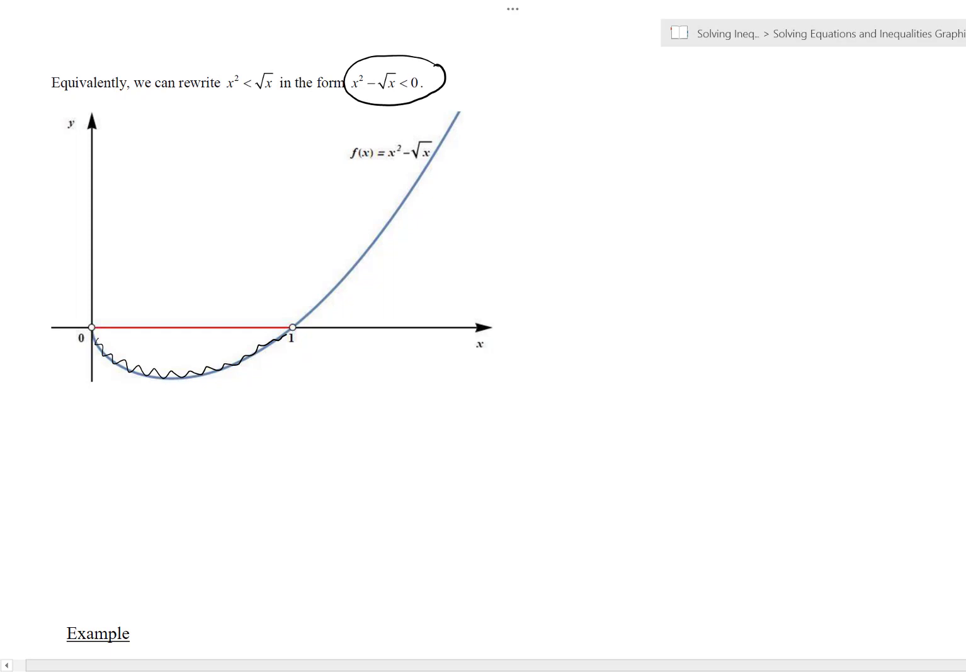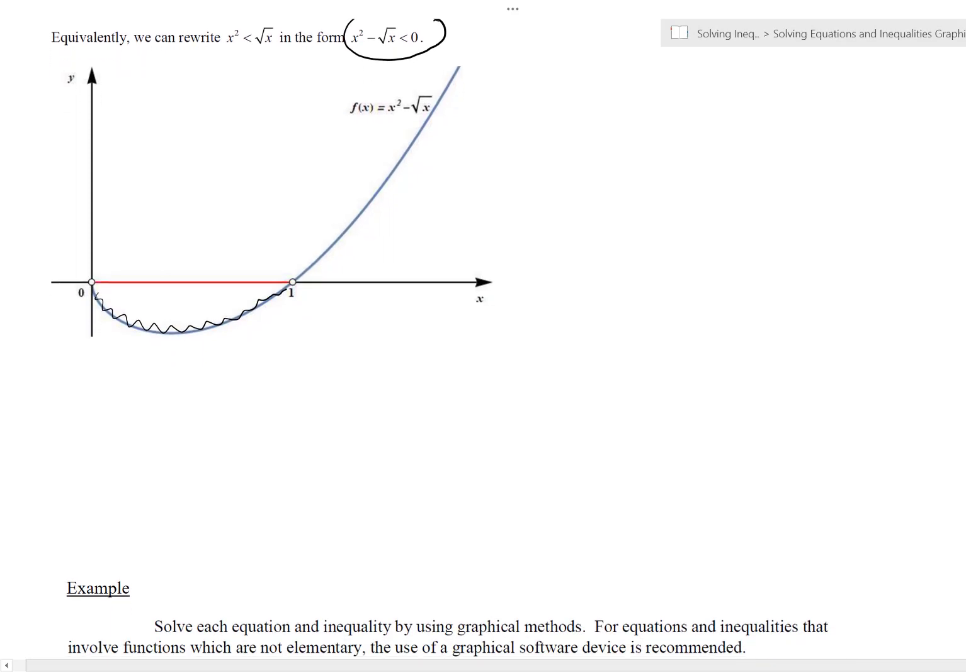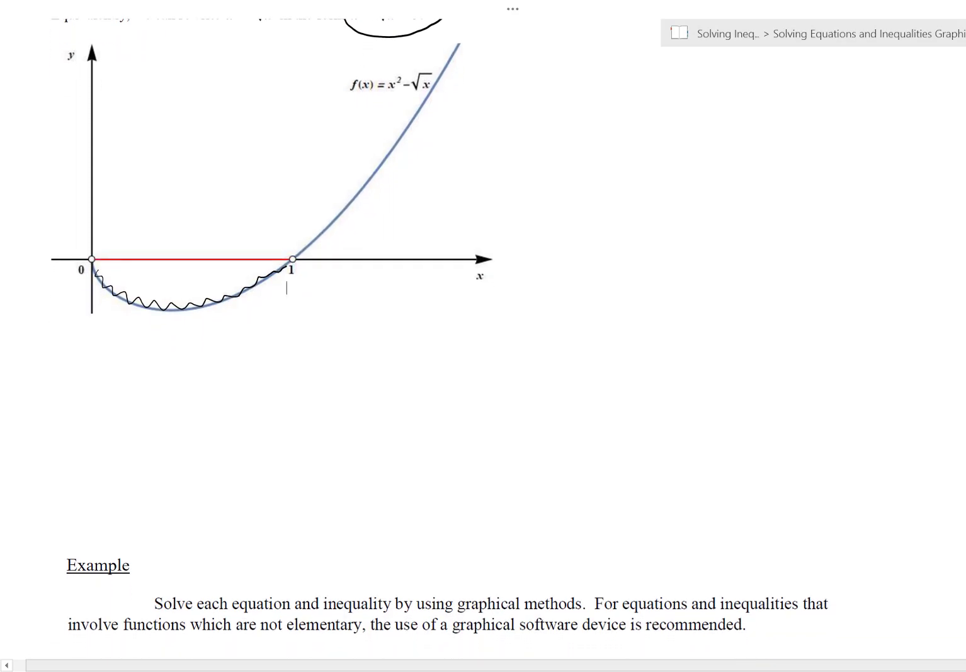So what we want to do now is look at a situation in which we don't have the graphs provided, but we have to go create the graph. There are many ways we can do this, but I'll show you one. In this example, we're going to solve an equation and an inequality using graphical methods. We'll see the equation and inequality here in a moment. And because we're about to see some functions whose graphs are not obvious, we're going to use some graphing software to help us.